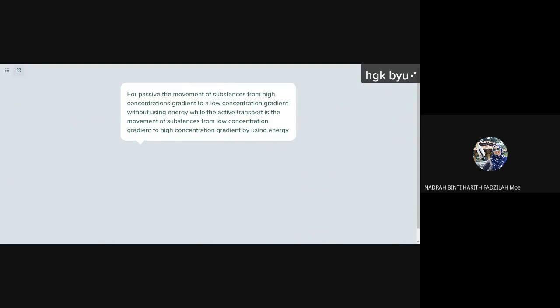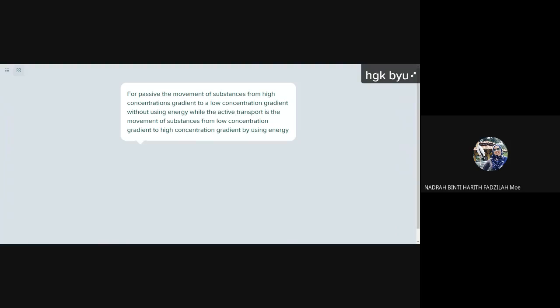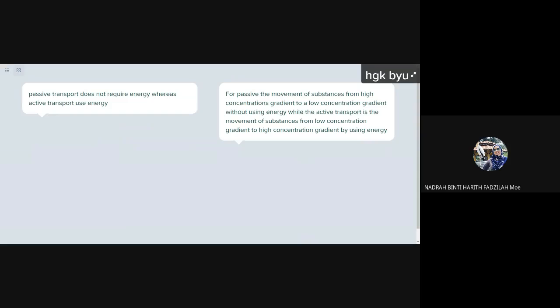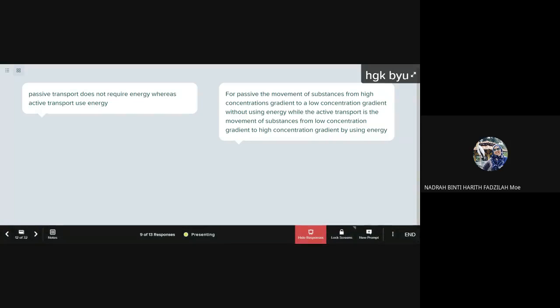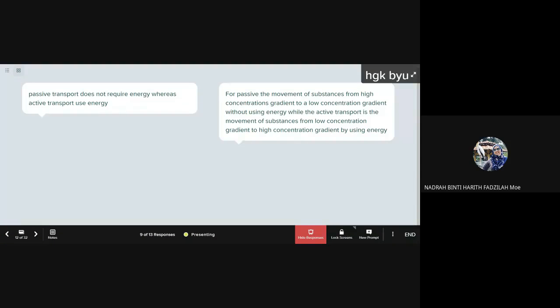Okay. Your idea is very good. Bagus. So most of you have already identified the difference are in terms of the use of energy and the movement of substances, whether it is down the concentration gradient for passive transport and against the concentration gradient for active transport. Alright, saya dah screenshot dan saya lampirkan jawapan ini dalam Telegram. Let's see all the other answers over here. Sebentar ya.